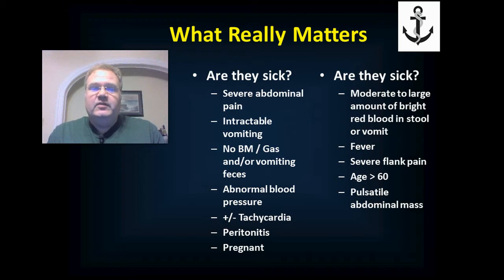That's concerning. If somebody's pregnant, they're known to be pregnant, and they have abdominal pain, that's also very concerning. Either that they may be losing the pregnancy, or if you don't know that the pregnancy is definitely in the uterus, that they have an ectopic pregnancy or a pregnancy outside of the uterus. If there's a moderate to a large amount of bright red blood in the stool or vomit, that's pretty concerning.